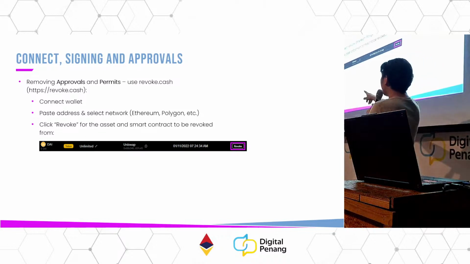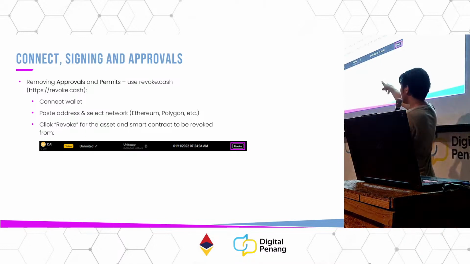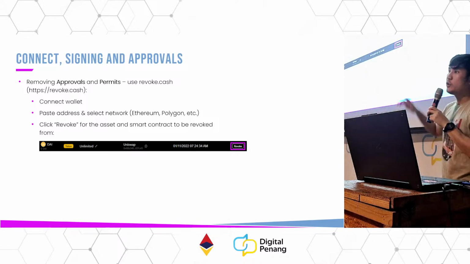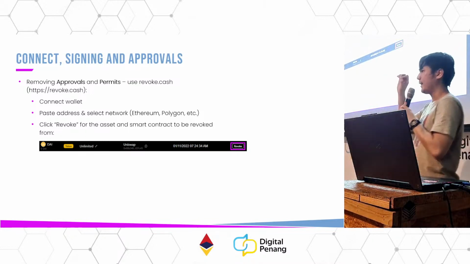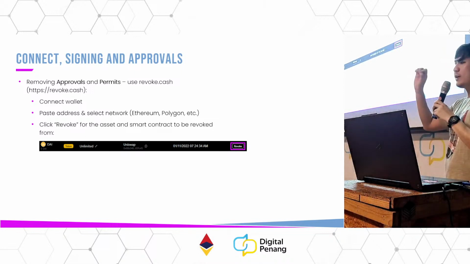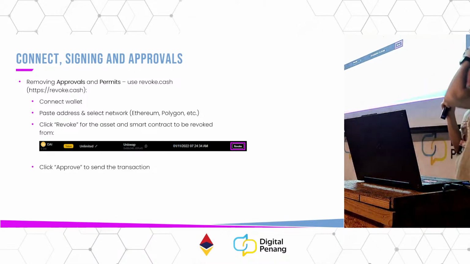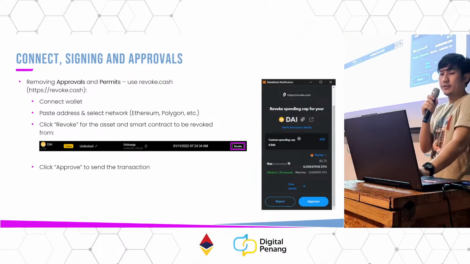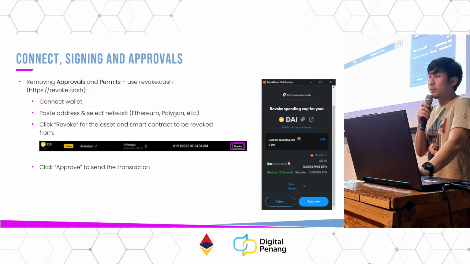So you can see here, I previously approved unlimited DAI to this Uniswap contract, and so I need to revoke. When you revoke, you are setting the allowance to 0, which means that smart contract is no longer allowed to spend your assets. Okay? And then finally, you click approve to sign the transaction. It looks like this, and you just approve, sign and send a transaction to the blockchain.